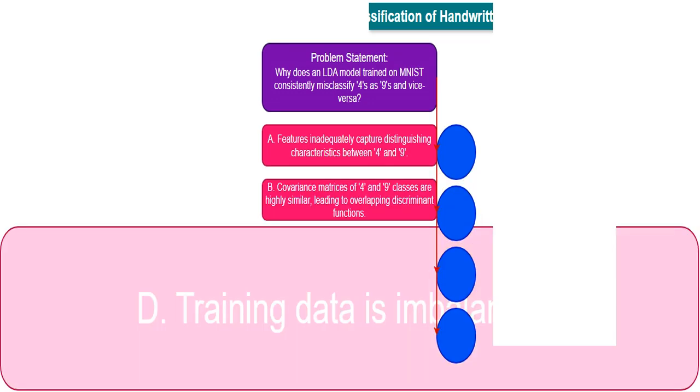Imbalanced data is a problem, but it's less likely to specifically cause the 4-9 confusion. Data imbalance usually leads to poorer overall performance, not necessarily this specific type of error. I think there's a more important factor at play here.